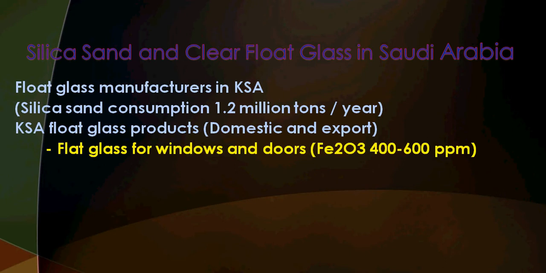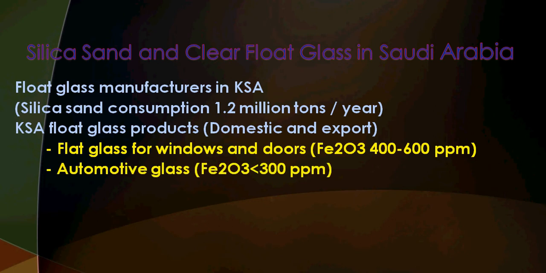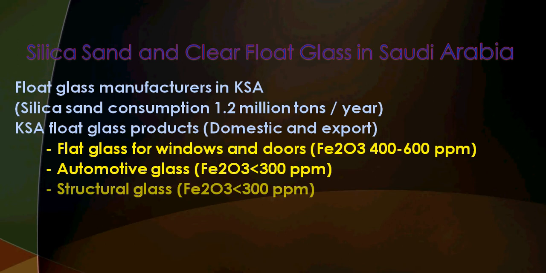Float glass for windows and doors is the lowest quality float glass; often they use 400, 500 ppm iron content, it doesn't matter. But the size of the silica sand is between 100 micron and 500 micron. When float glass manufacturers produce glass for automotive, it depends what they are producing. From time to time they get orders from overseas and they produce automotive glass. They need silica sand which has less than 300 ppm iron oxide. For structural glass, for high-rise buildings, they also need iron oxide less than 300 ppm.